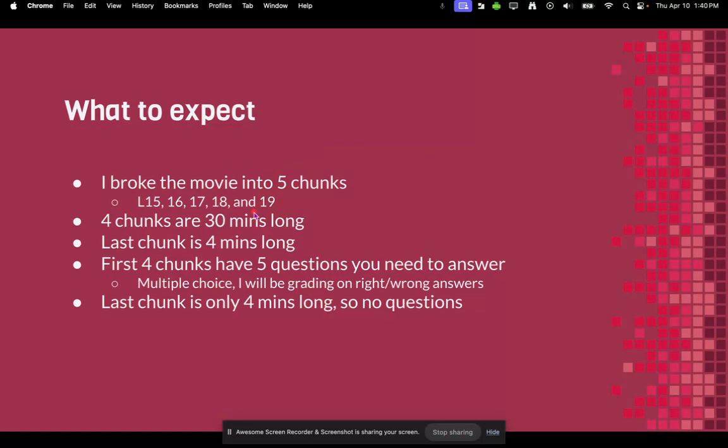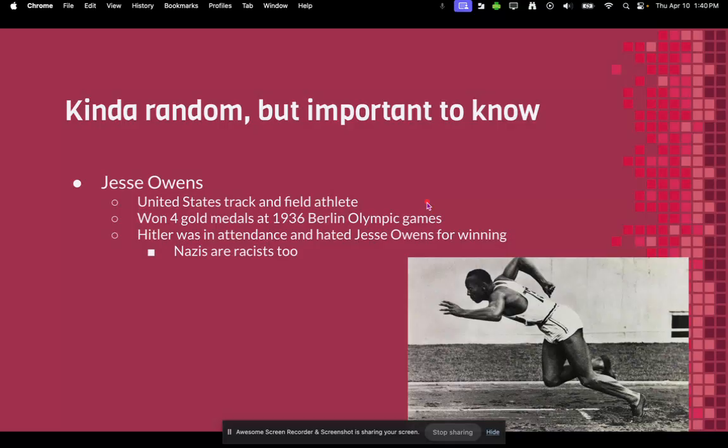The first 4 chunks have 5 questions that you need to answer. They're just multiple choice questions. I'll be grading on whether you get the questions right or wrong. They're just questions about the movie to make sure that you're actually paying attention. And the last chunk is only 4 minutes, so I didn't put any questions because it's literally 4 minutes long.